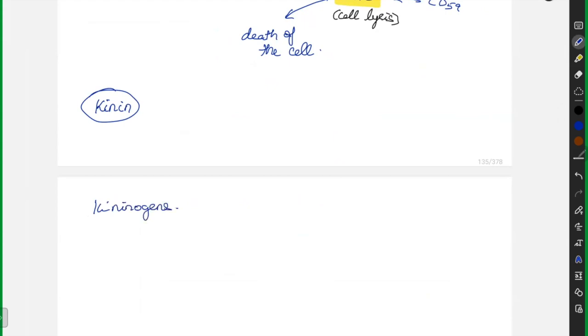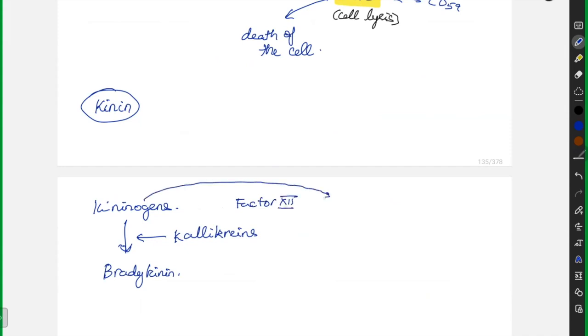By the action of kallikreins, your kininogen converts into bradykinin. Similarly, how are these kallikreins formed? You are going to have factor 12. This factor 12, in the presence of kininogen, is going to get converted into factor 12A.